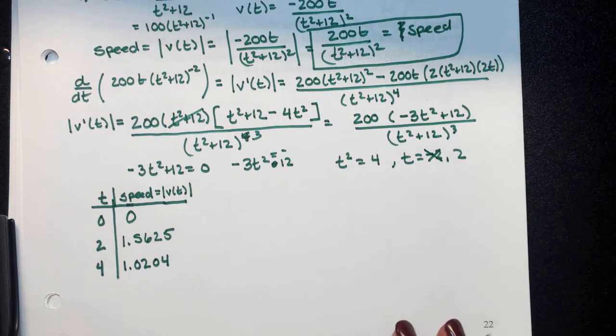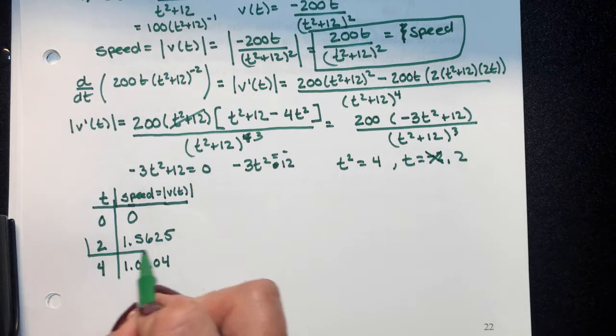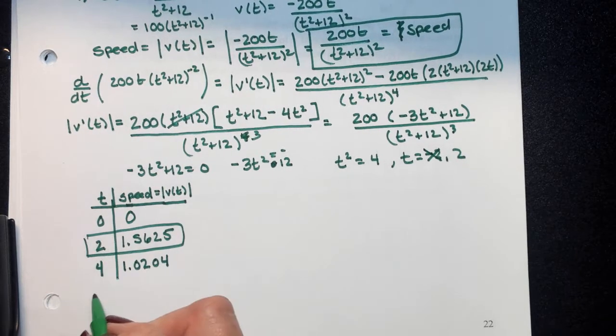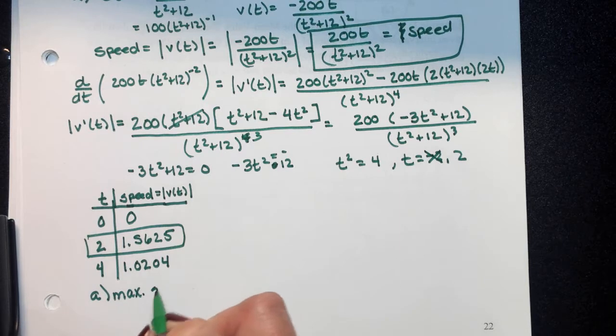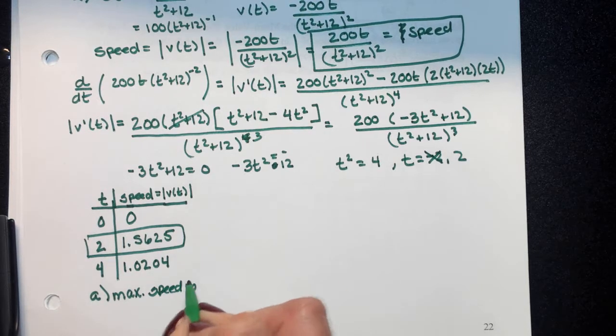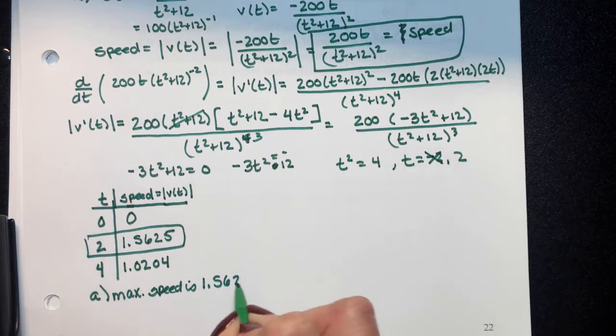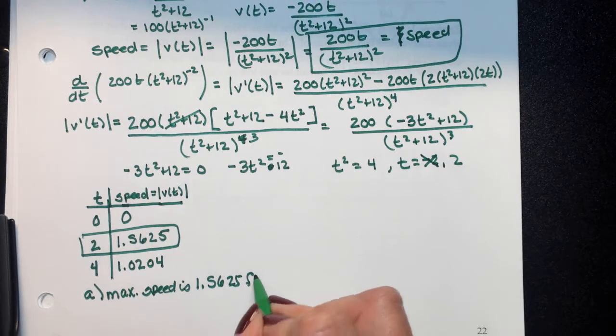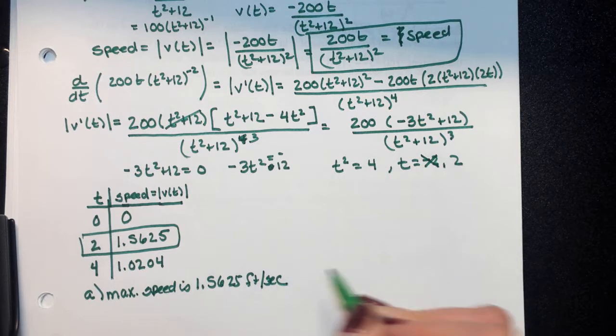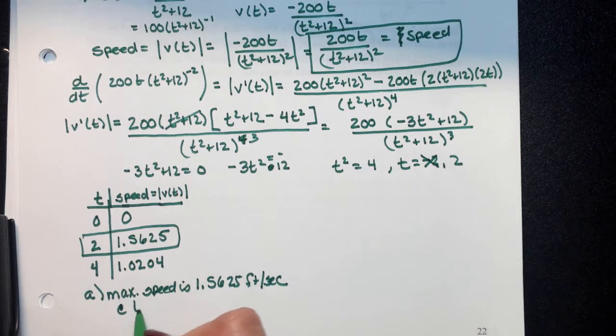All right. So then where is my maximum speed occurring? My maximum speed is occurring at t is equal to what? 2. So then I know my maximum speed is 1.5625 feet per second. And it's occurring at t is equal to 2.